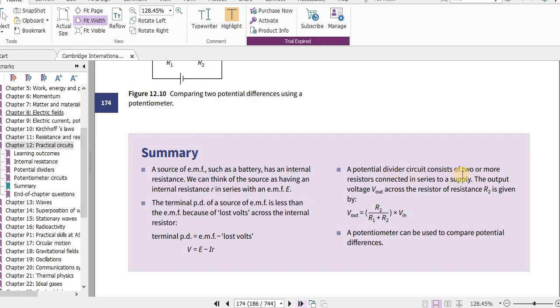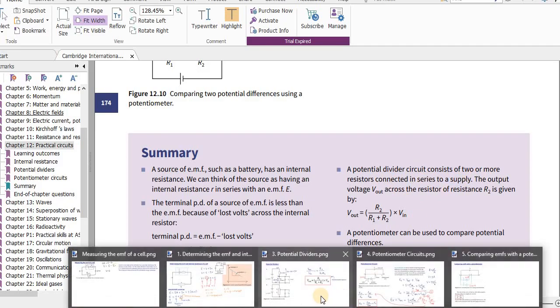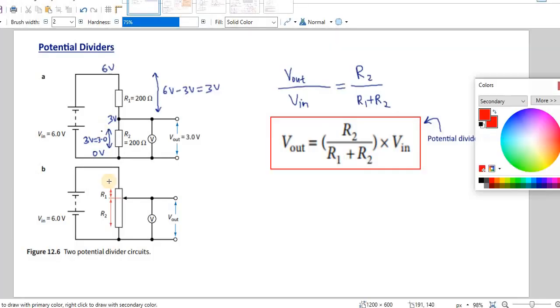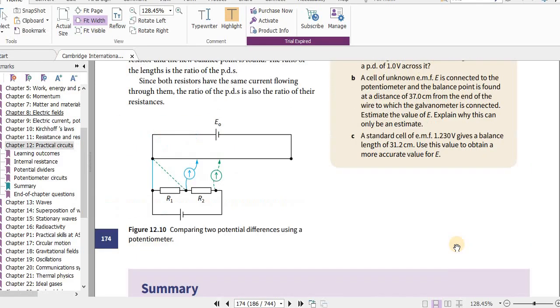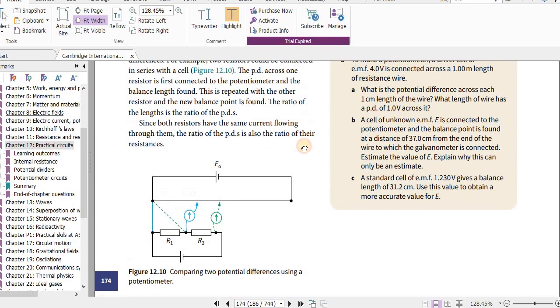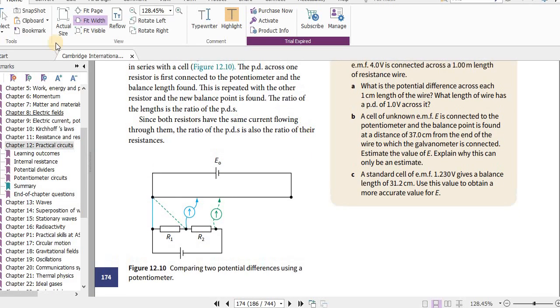A potential divider circuit consists of two or more resistors connected in series to a power supply. You saw it here. So it can be two or more. Then this will become R1, R2. If there are three, it will be R1 plus R2 plus R3 also. The output voltage V out across the resistor of resistance R2 is given by this. A potentiometer can be used to compare potential differences. Okay, so that's the end of that part.